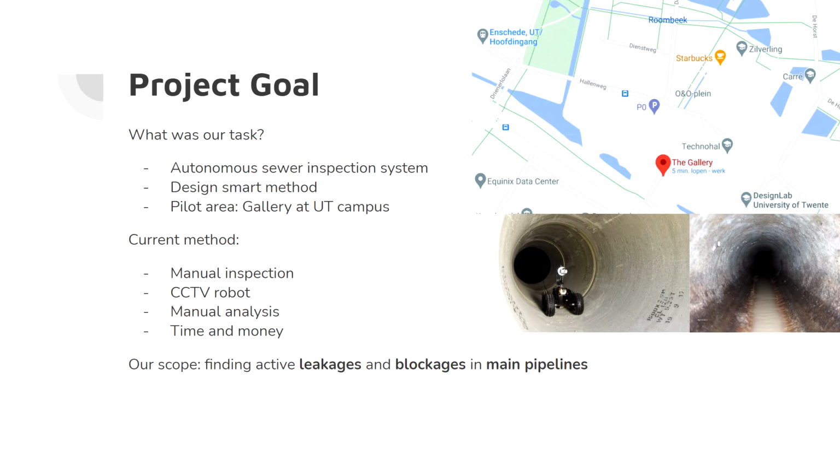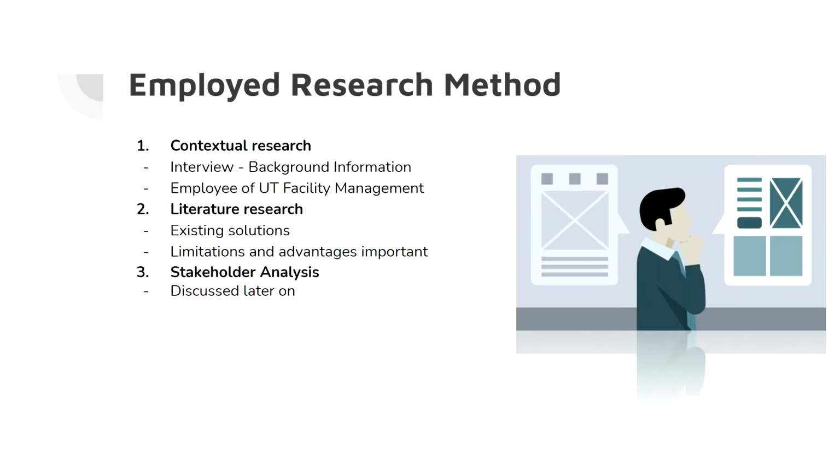As there's a variety of types in sewer defects, we narrowed down our scope to only finding active leakages and blockages in main pipelines. Our research can be divided in three types. The first one is contextual research. We interviewed an employee of the UT facility management in order to get information on the current inspection system and background information for the pilot area.